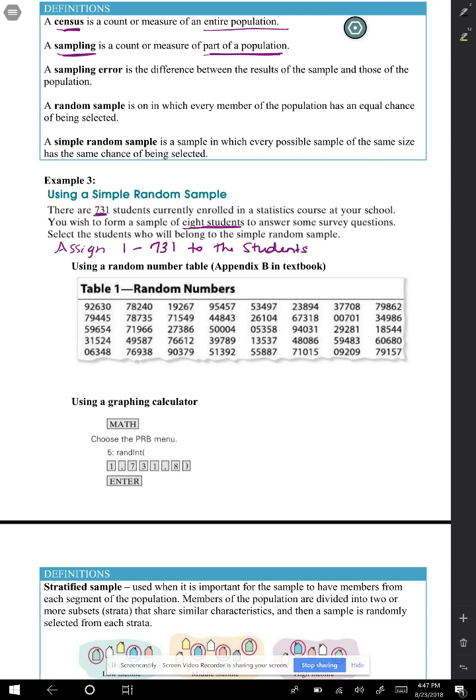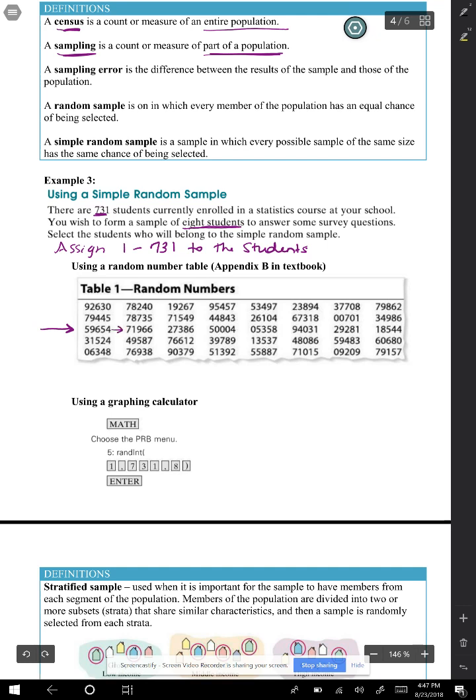But you're going to assign the numbers to the students 1 through 731. And then what you're going to do is you're going to just pick a random place on the table to start. It does not matter where you start. I'm going to start right here on this row at the 71966. I'm going to start right there. So this is going to be my starting place right here.